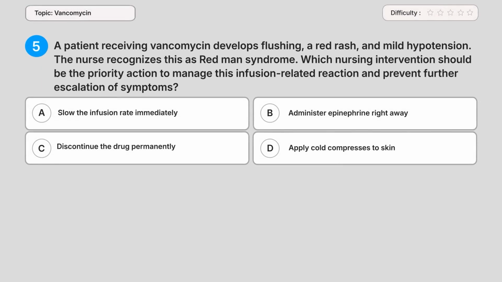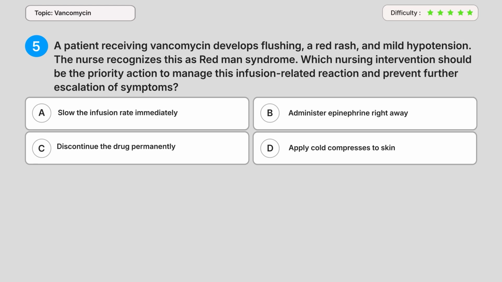5. A patient receiving vancomycin develops flushing, a red rash, and mild hypertension. The nurse recognizes this as red man syndrome. Which nursing intervention should be the priority action to manage this infusion-related reaction and prevent further escalation of symptoms?